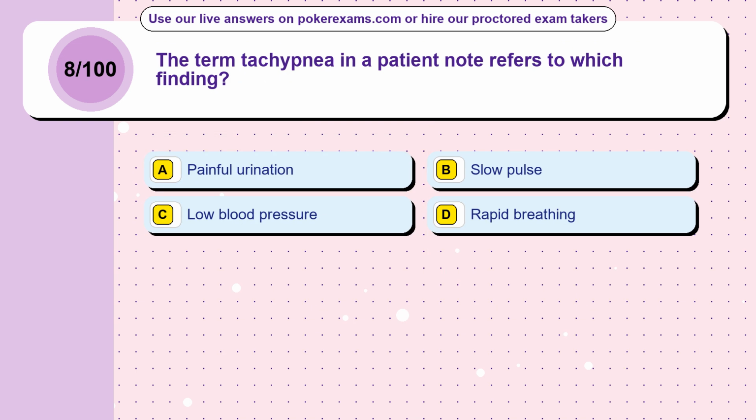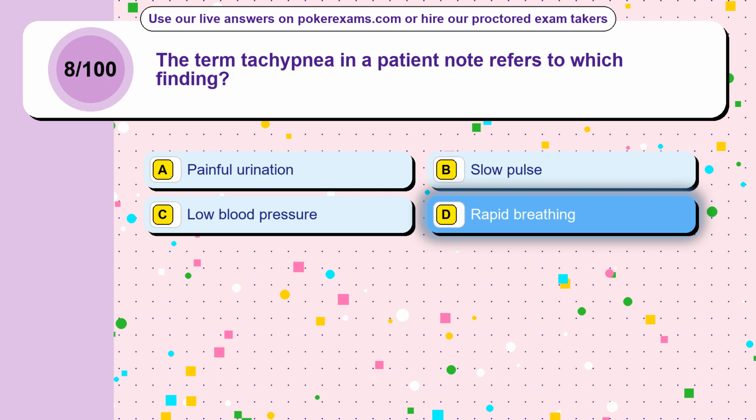Question 8. The term tachypnea in a patient note refers to which finding? Option A. Painful urination. Option B. Slow pulse. Option C. Low blood pressure. Option D. Rapid breathing. The correct answer is option D.